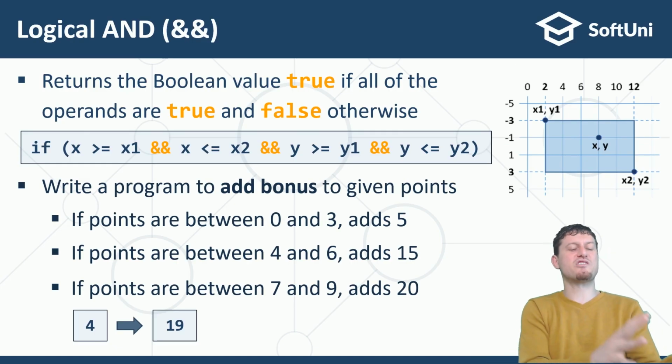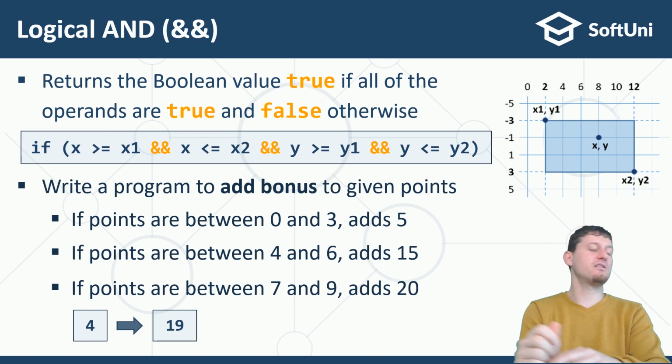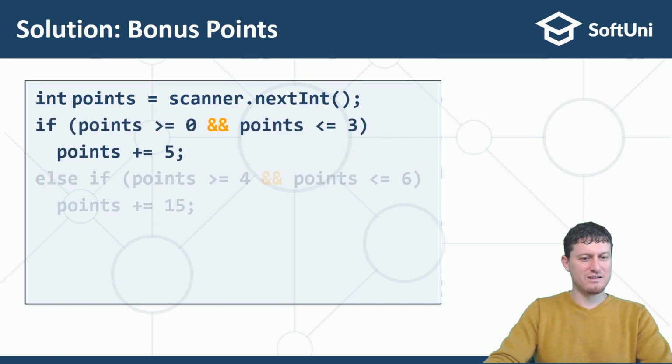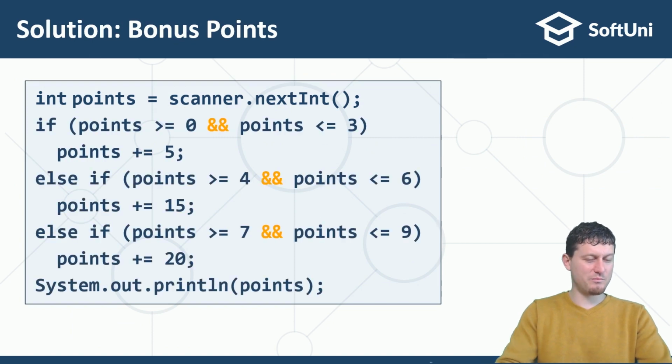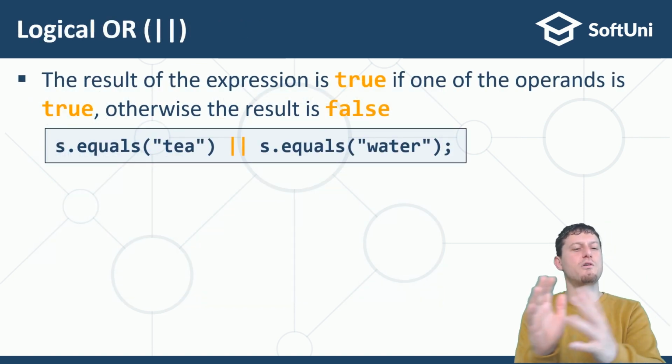This is how the logical AND works. It checks the first condition and second condition and third condition, and so on. So this is the solution of the problem I already demonstrated to you. So let's go ahead to discuss the logical OR operator.